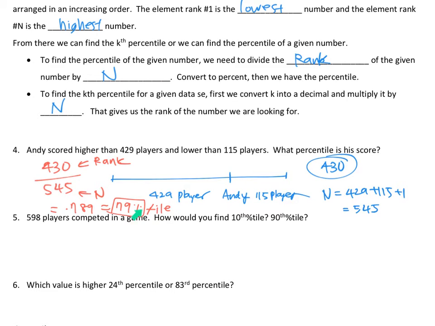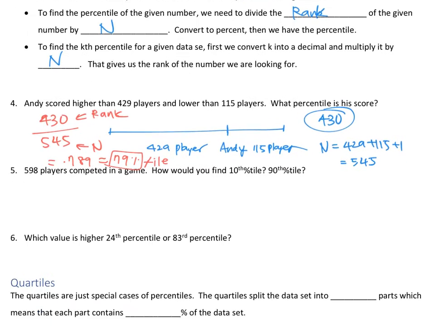So 50th percentile is right in the middle. He's almost 80th percentile, so that means he did better than almost 80% of the population, and only 20% of the population did better than him. All right, let's look at the next question.